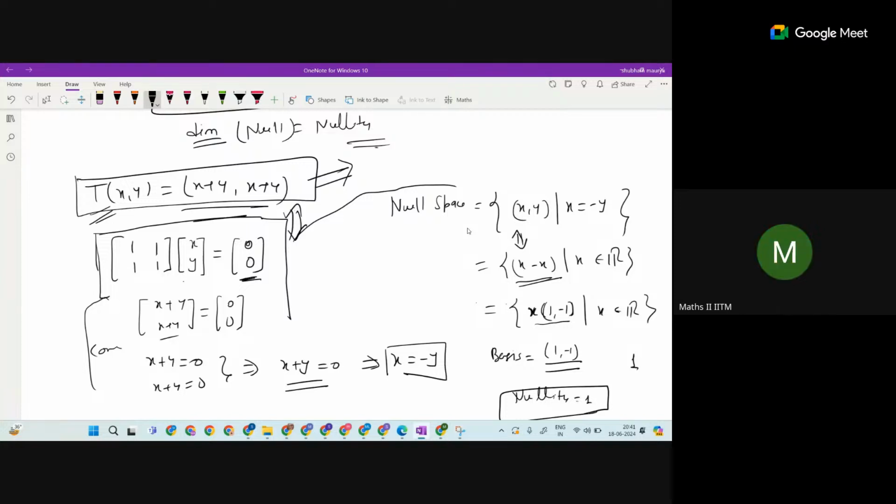And see, x is any real number. I'm just multiplying the vector with (1, minus 1), and this gives the null space. That means this is our generator, this is our main thing. Because of that, by just multiplying a real number we get any vector of the null space. So this generator is going to be our basis element. Exactly, one generator is there. That's why the nullity is 1. It's clear.